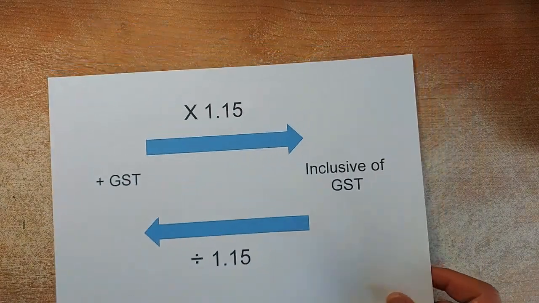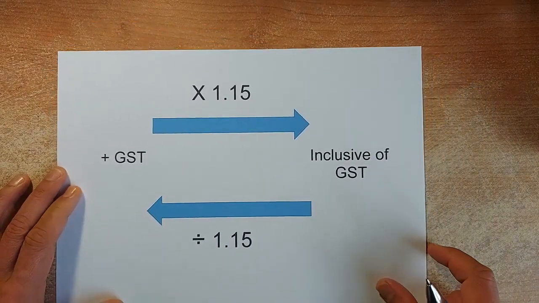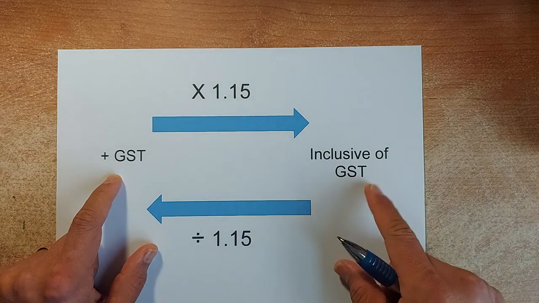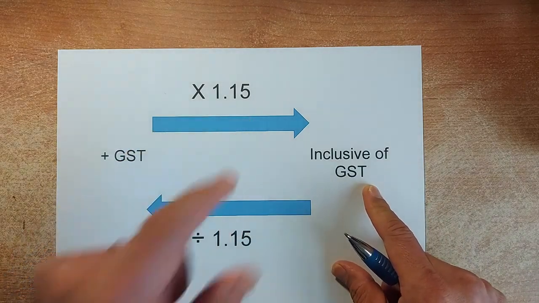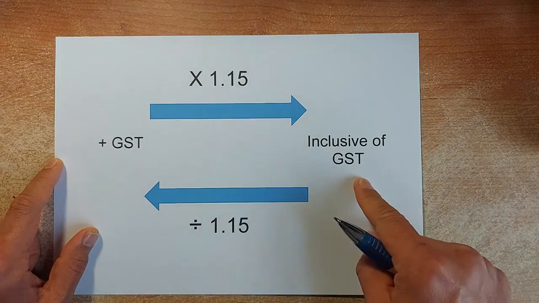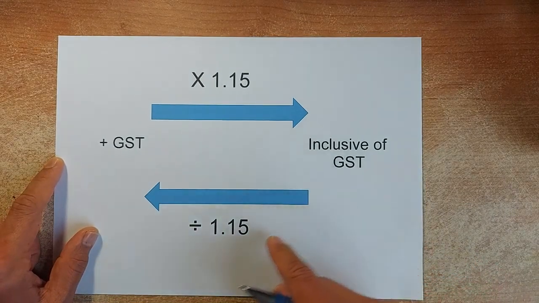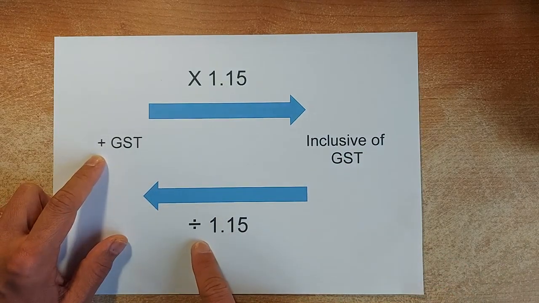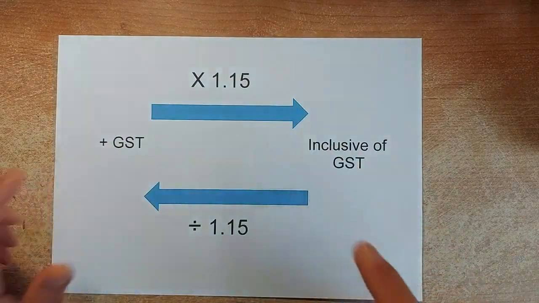Technically, the calculation for GST is very simple. You just need to remember this chart. If you are given a price plus GST and you want to calculate the price inclusive of GST, you just multiply by 1.15. On the other hand, if you are given the price inclusive of GST and you want to find the price before GST, this time you divide by 1.15. So remember this chart and you shouldn't go wrong.